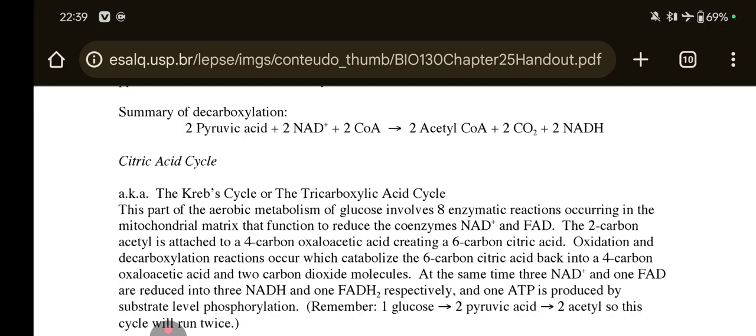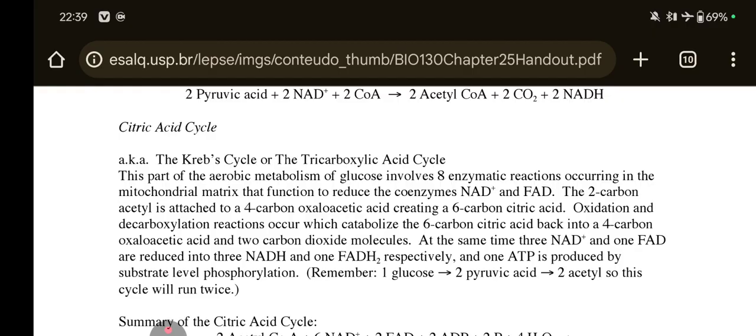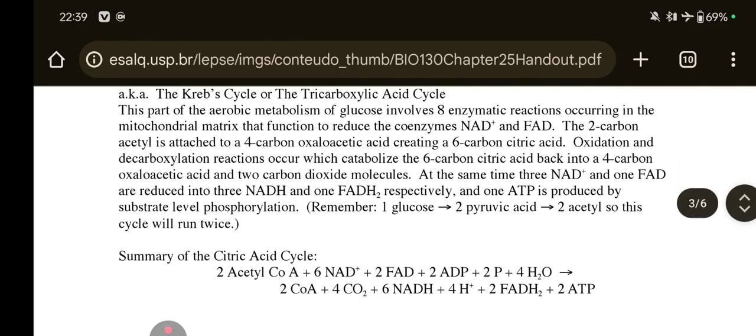This part of the aerobic metabolism of glucose involves 8 enzymatic reactions occurring in the mitochondrial matrix that function to reduce the coenzymes NAD+ and FAD. The 2-carbon acetyl is attached to a 4-carbon oxaloacetic acid, creating a 6-carbon citric acid. Oxidation and decarboxylation reactions occur which catabolize the 6-carbon citric acid back into a 4-carbon oxaloacetic acid and 2 carbon dioxide molecules. At the same time, 3 NAD+ and 1 FAD are reduced into 3 NADH and 1 FADH2 respectively, and 1 ATP is produced by substrate level phosphorylation.